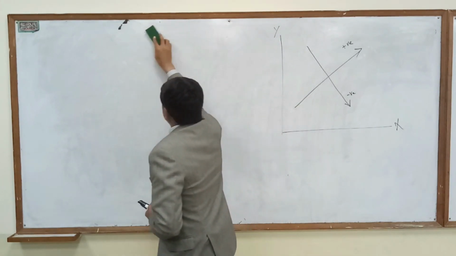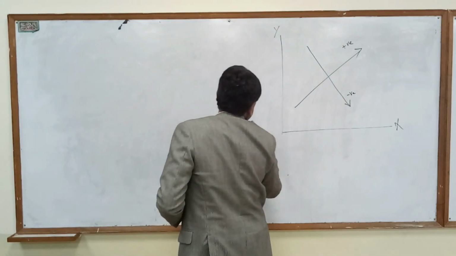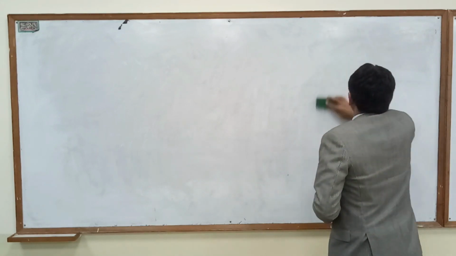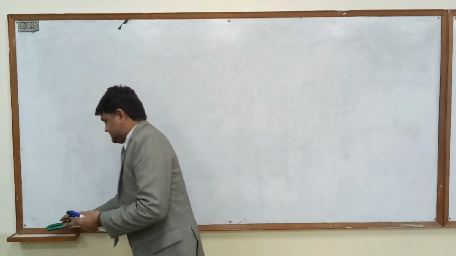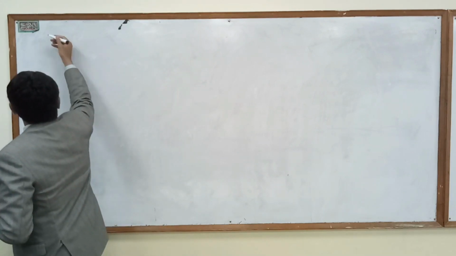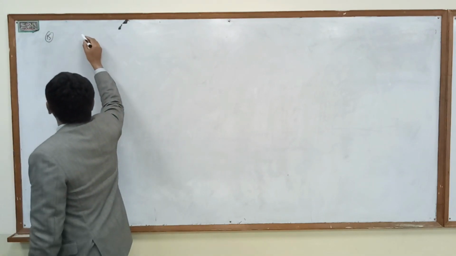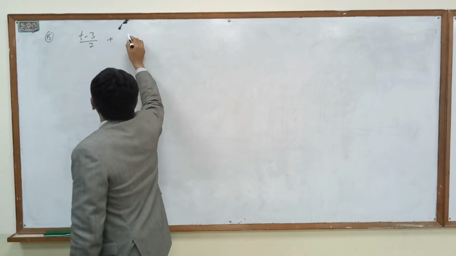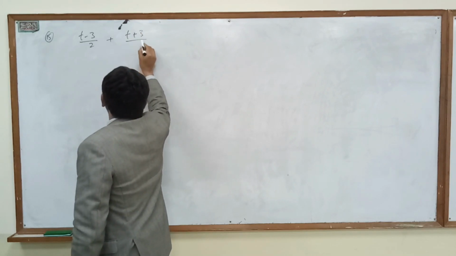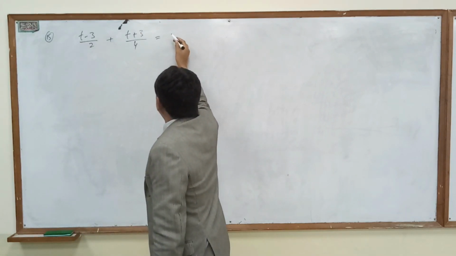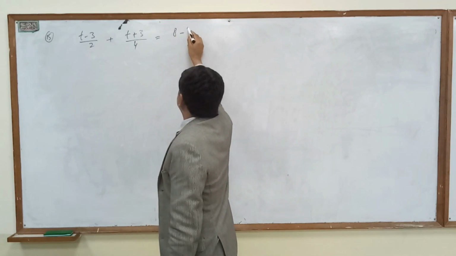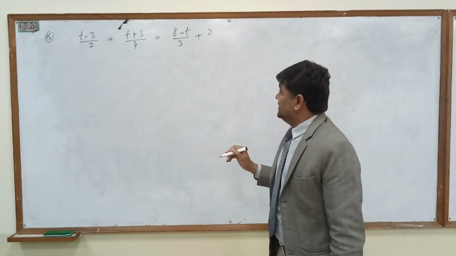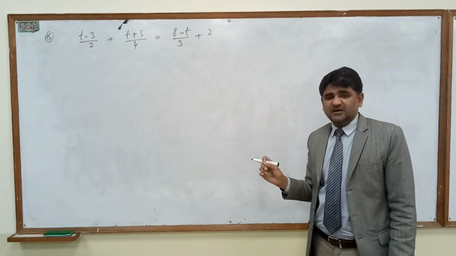Question number 15. What is question number 15? (T minus 3) divided by 2 plus (T plus 3) divided by 4 is equal to 8 minus T, T divided by 3 plus 2. Here we have a division.